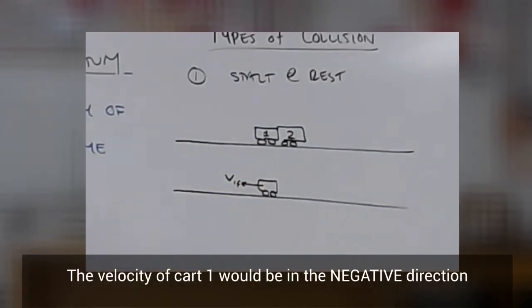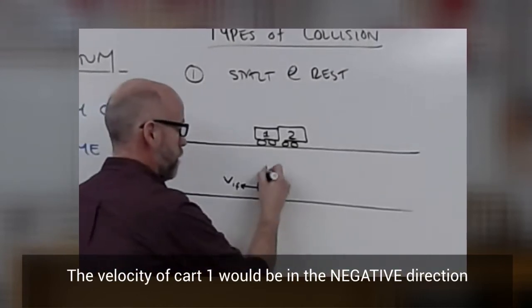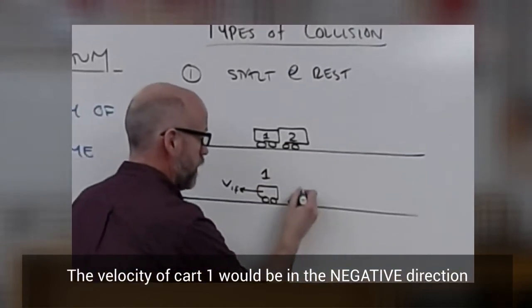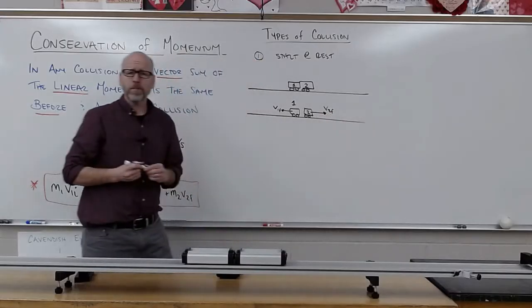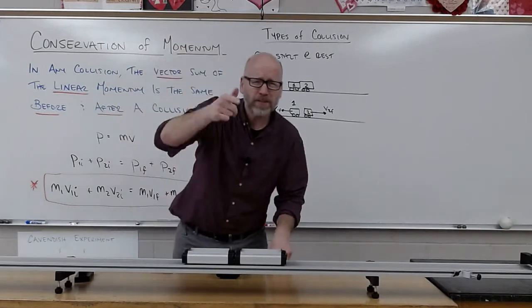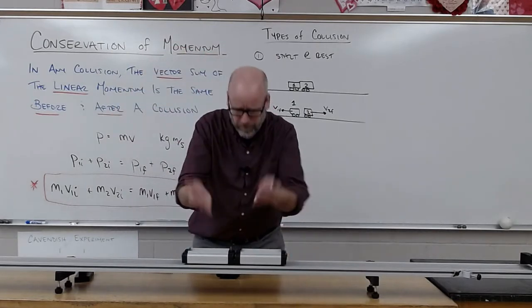Ooh, that looks pretty small. I don't know if you can see it out there. Cart number 2 is going to be traveling to the right, v2 final. But let me ask you this. How can momentum be conserved if it's not starting with any?